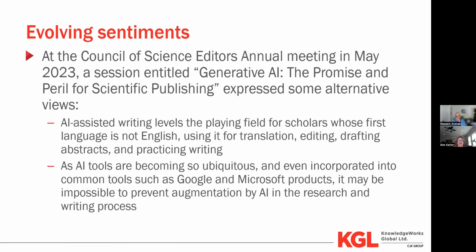Another point that was made is that AI tools are becoming so ubiquitous and even incorporated into common tools such as Google and Microsoft products that it may be impossible to prevent augmentation by AI in the research and writing process. And so, there might be a scale of use of AI. Do you put your entire manuscript into ChatGPT and have a new one generated, versus have you had small assistance from a variety of generative AI tools throughout your entire research, data analysis, and writing process?